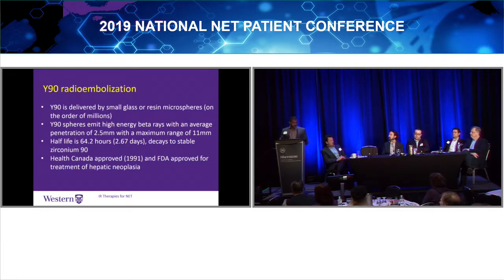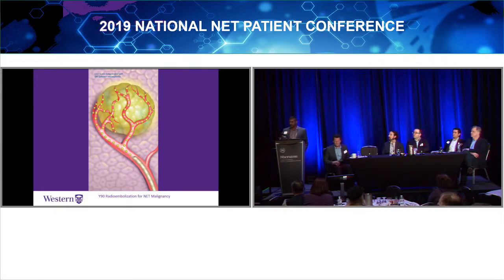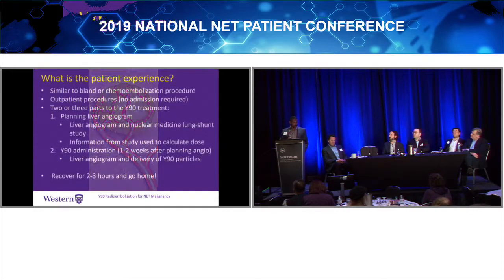It's a very high beta energy emitter, which on the electromagnetic spectrum is one of the highest energies that we can achieve, and it's over a very short range, so only 2.5 millimeters on average, with a maximum range of about 11. The half-life is fairly short, about 2.5 days, and it will stabilize to a very stable radioisotope. It's been around for quite a while, since 1991, and it's also approved in the States, in Europe, and used quite commonly in different centers. And that's just a diagram showing the Y90 sitting in the tumor and the catheter delivering it through the blood vessels.